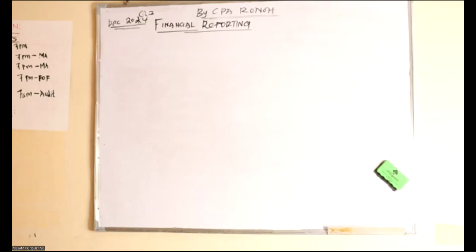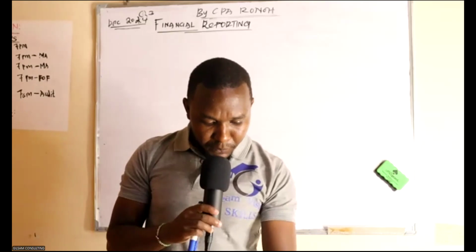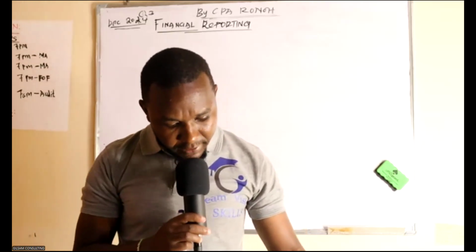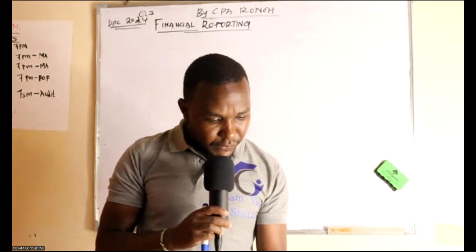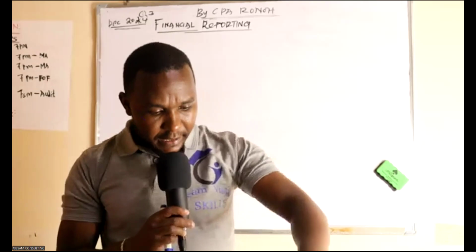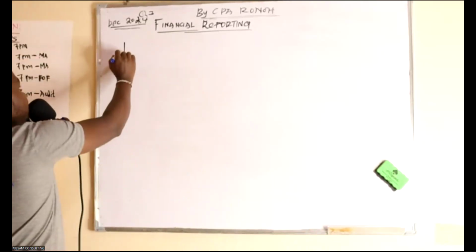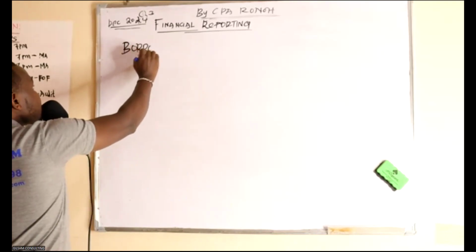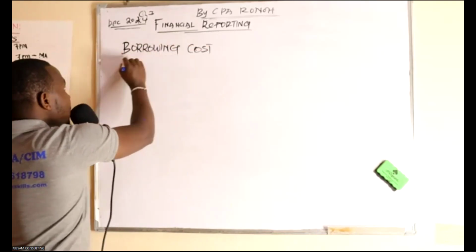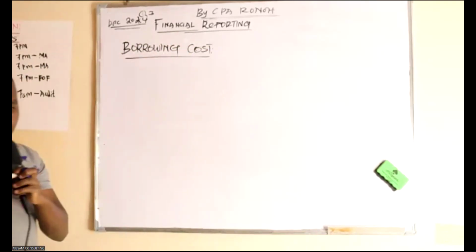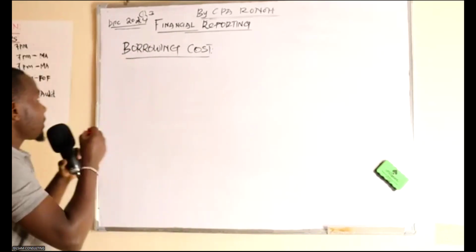Now we want to look at accounting for specialized transactions, specifically borrowing cost. So you can write borrowing cost. Here we have two terms, which is borrowing and cost.